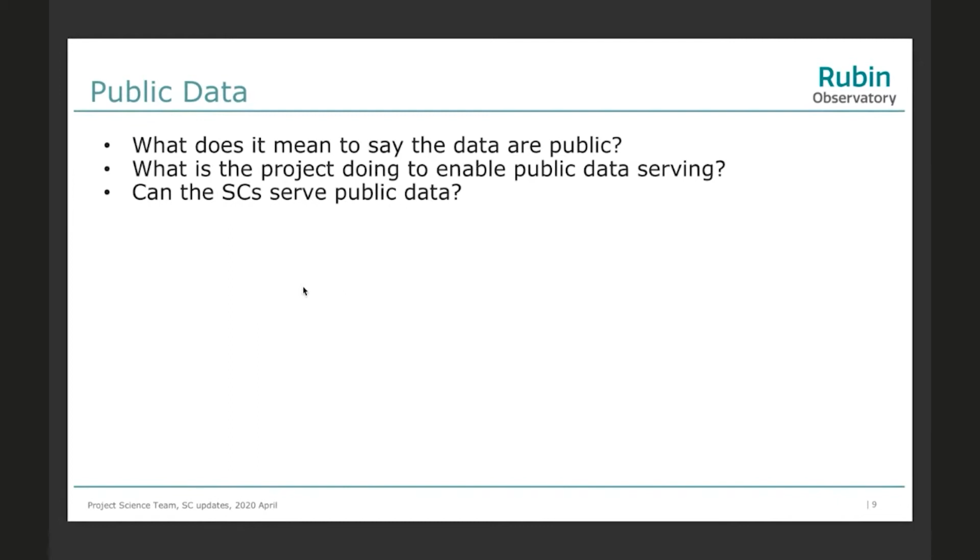It should be said that we don't expect public data right now to be served at the U.S. data facility. The current plans for the U.S. data facility are all built around serving proprietary data to data rights holders through the science platform. And so this public serving of data will be outside that, at least for now. That's the plan.